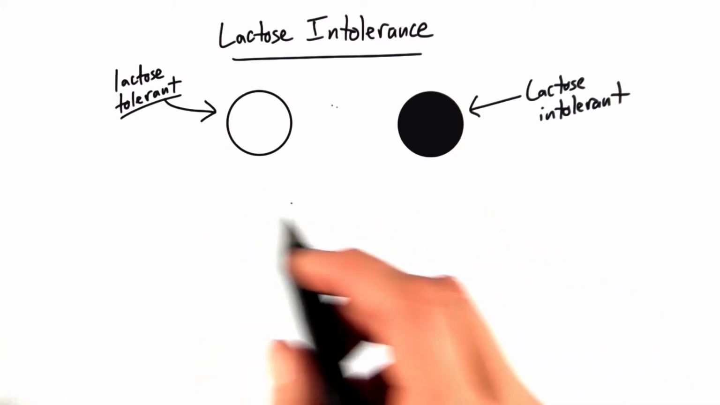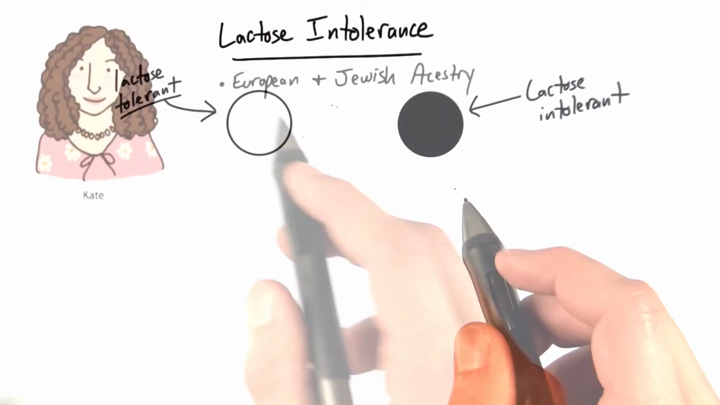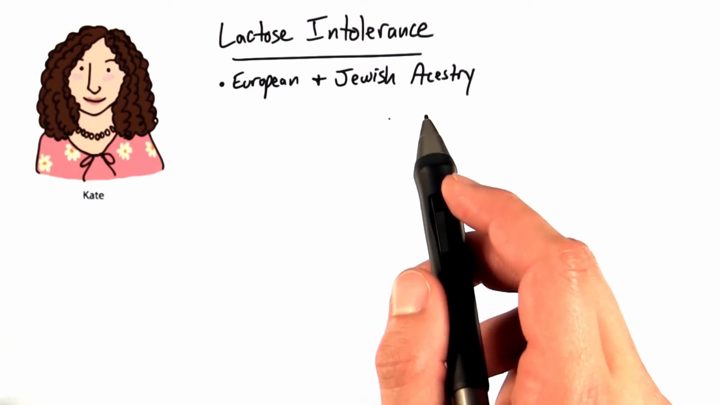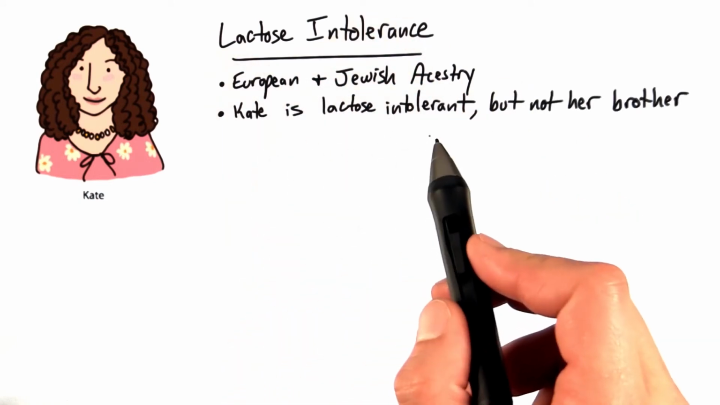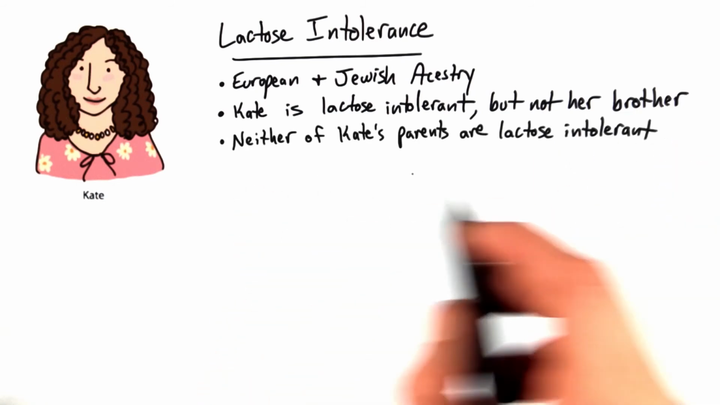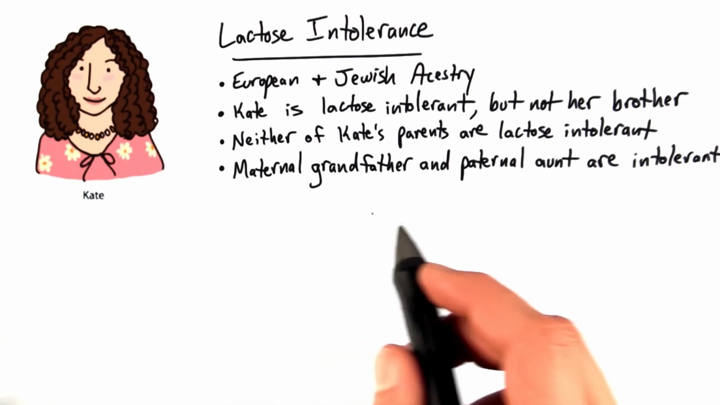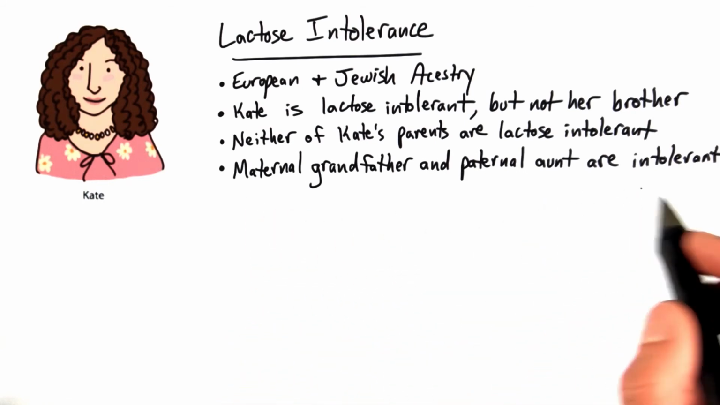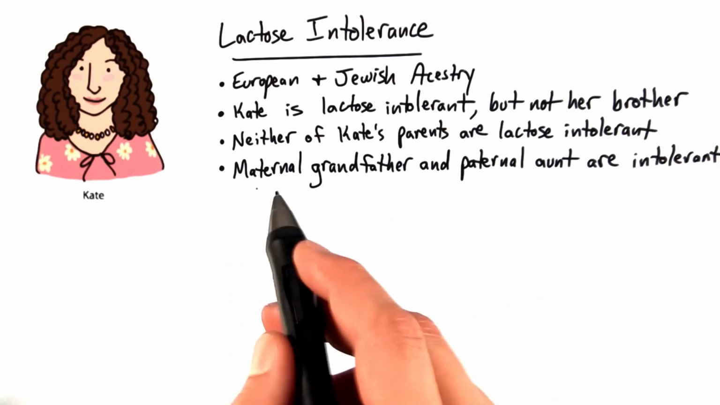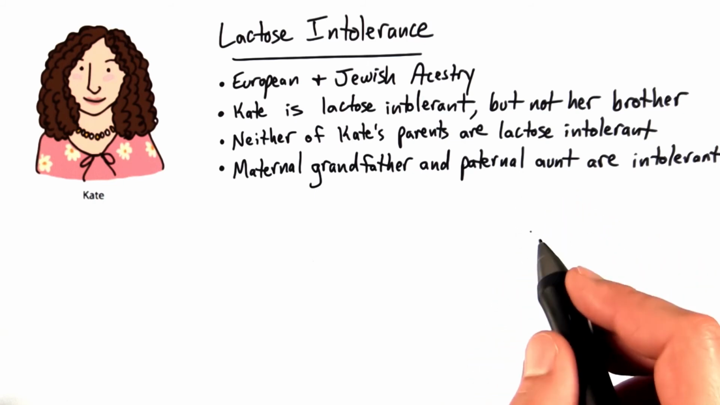So let's try to build a pedigree for a particular individual concerning this trait of lactose intolerance. Meet Kate. Kate and her family have a European and Jewish ancestry. Kate is in fact lactose intolerant, but her brother is not. Neither of Kate's parents are lactose intolerant either. But her maternal grandfather and paternal aunt are intolerant. Remember, maternal grandfather means the grandfather on her mother's side, and paternal aunt means the aunt on her father's side.